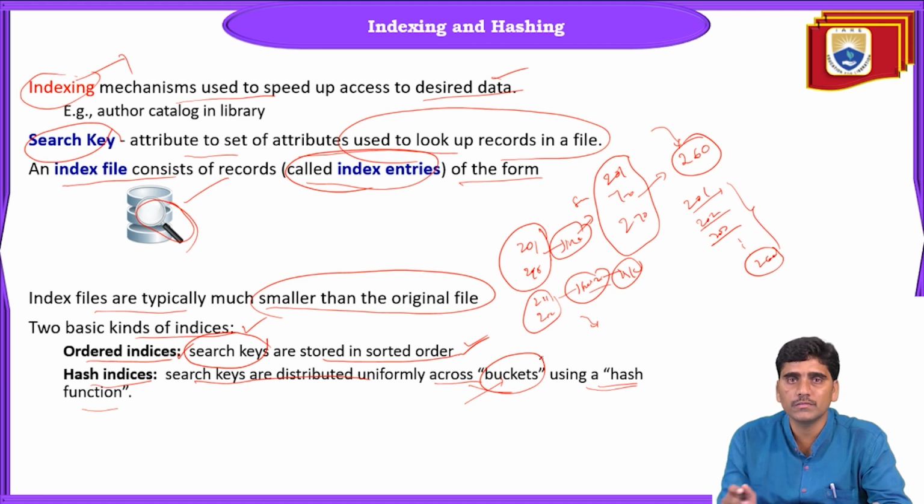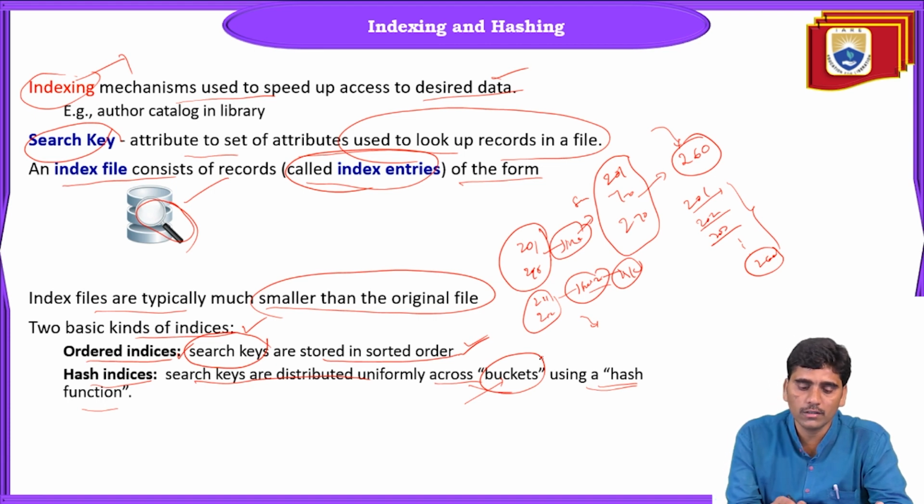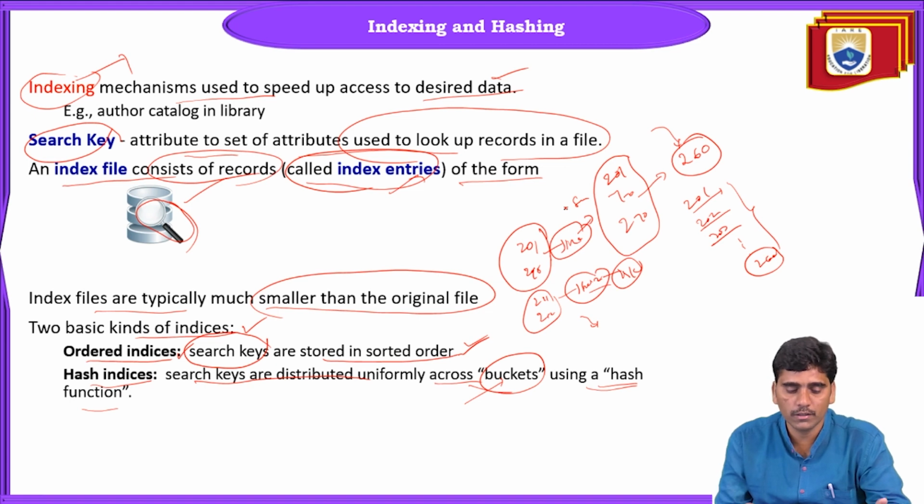So what is the use of a search key? It checks each and every record in the file. A set of attributes is used to look up records in a file. And an index file consists of what? Records. All the records will be contained as index entries.